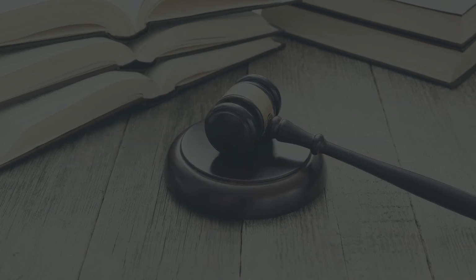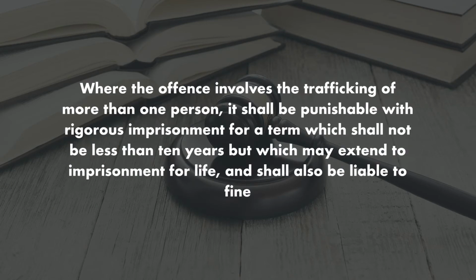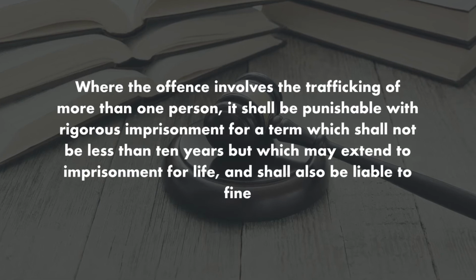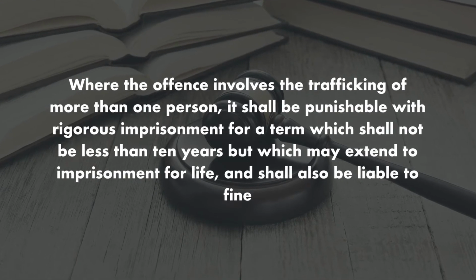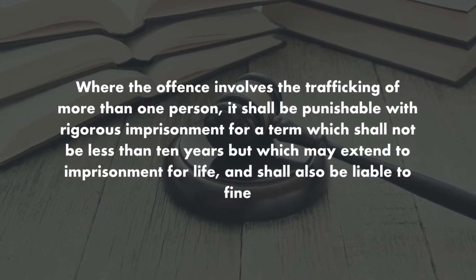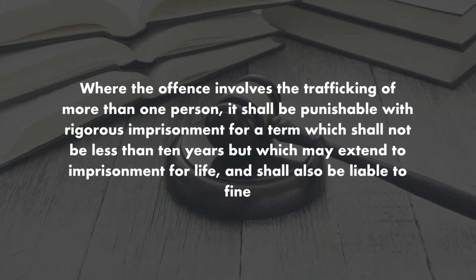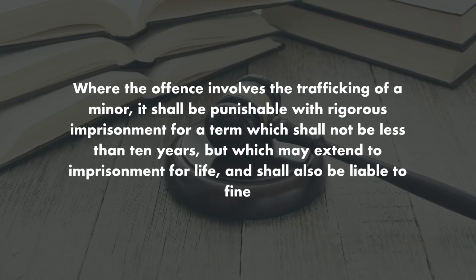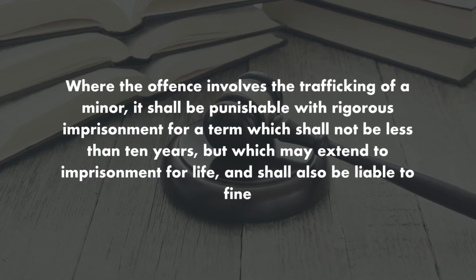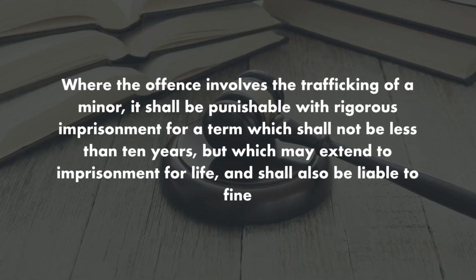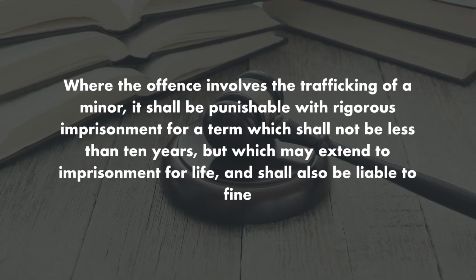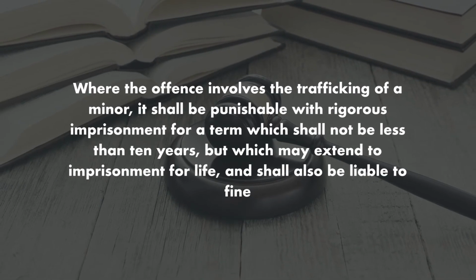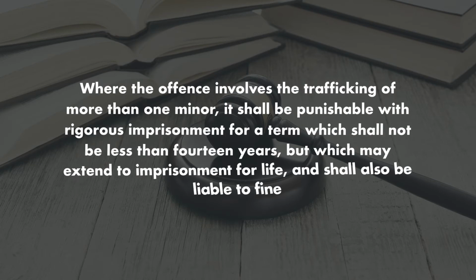Where the offense involves the trafficking of more than one person, it shall be punishable with rigorous imprisonment for a term which shall not be less than 10 years, but which may extend to imprisonment for life, and shall also be liable to fine. Where the offense involves the trafficking of a minor, it shall be punishable with rigorous imprisonment for a term which shall not be less than 10 years, but which may extend to imprisonment for life, and shall also be liable to fine.